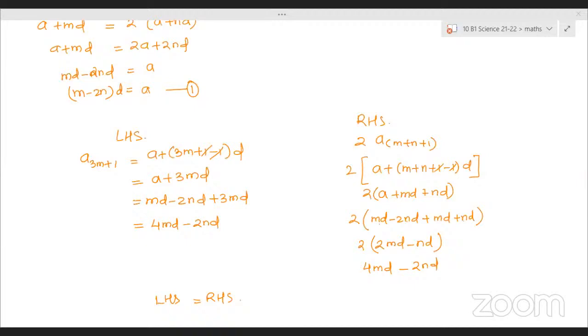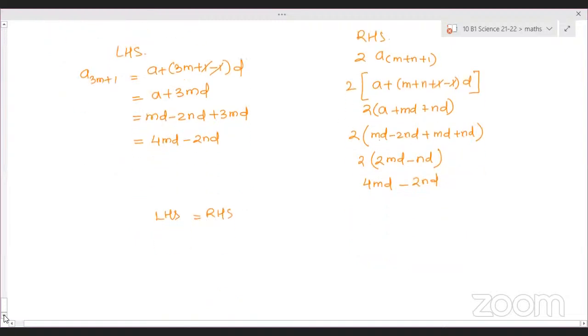Continue next question. Ma'am, is this a 3 marks question? The 74th one? Yes, ma'am. These proving questions are all 3 markers. Okay.